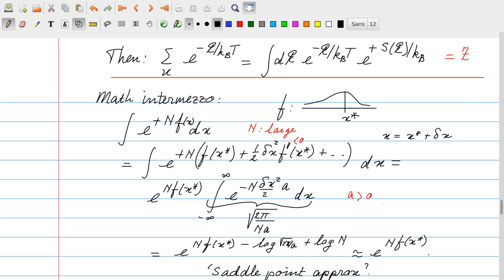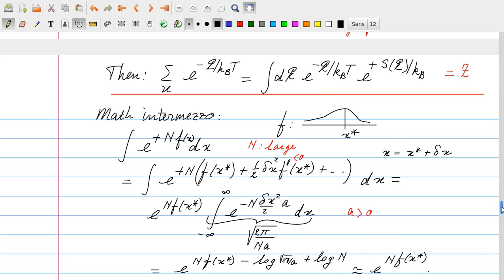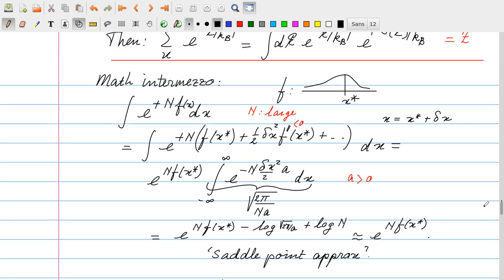2 pi over a is then a constant. And the n occurs with a logarithm. And the logarithm of n is much smaller than n itself if n gets big. So we can approximate this by e to the power n f(x star), and this is the most primitive form of the saddle point approximation, which aims at calculating integrals over functions occurring in an exponent with a big prefactor.